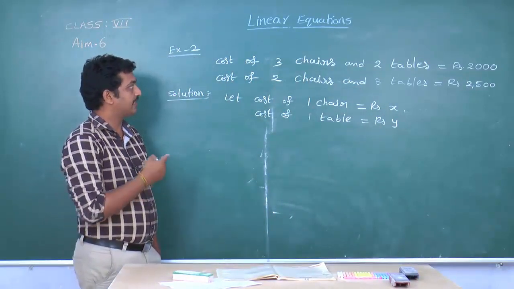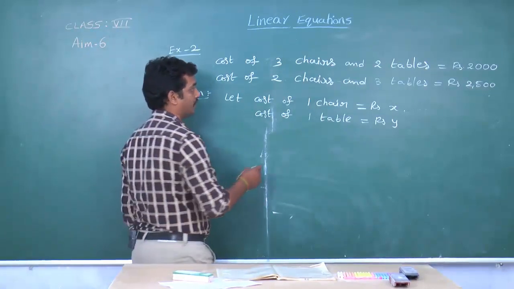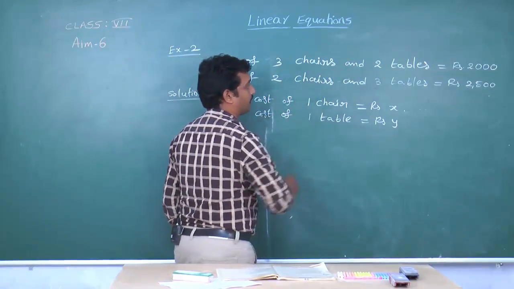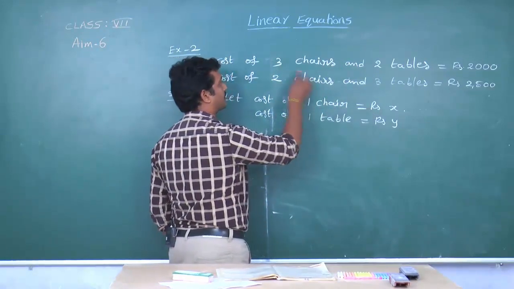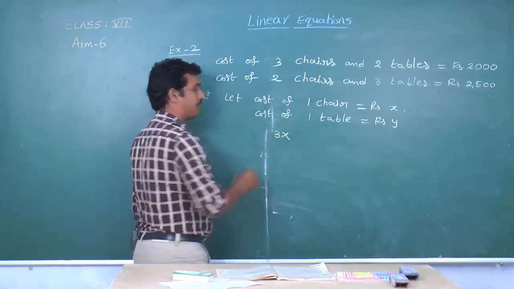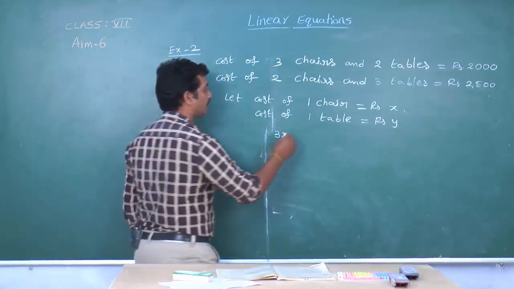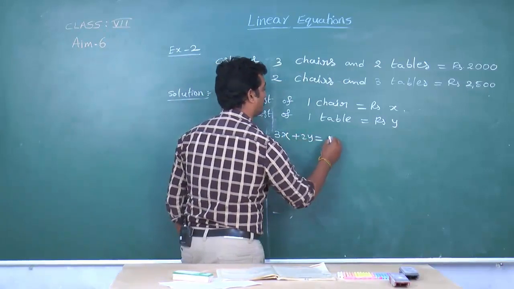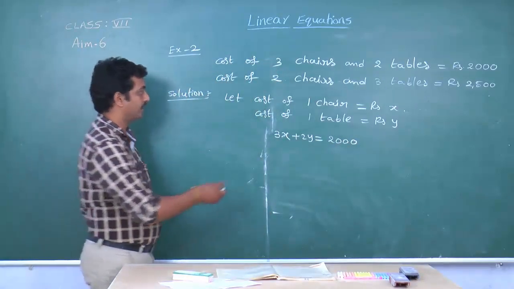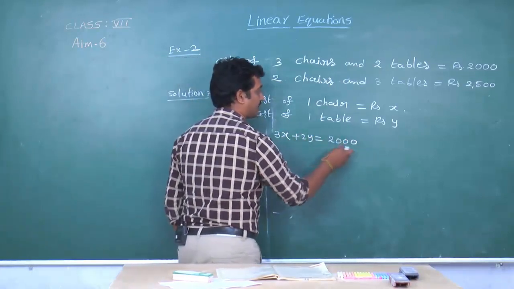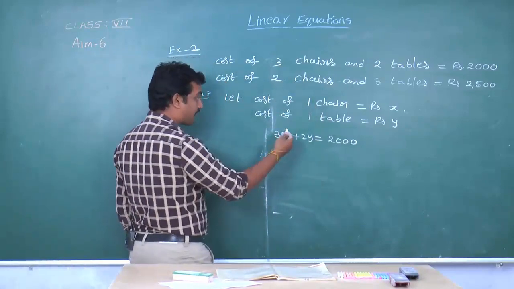Now again, by the given data, we need to establish the relations. Now see, 3 chairs and 2 tables is equal to 2000. 3 chairs means the cost of 1 chair is x rupees, so the cost of 3 chairs is 3x rupees. The cost of 1 table is y rupees, therefore the cost of 2 tables is 2y. So 3x plus 2y is equal to 2000, given as 2000 rupees. Left hand side is rupees, right hand side is also rupees, so there is no need to write rupees again. Let it be equation 1.